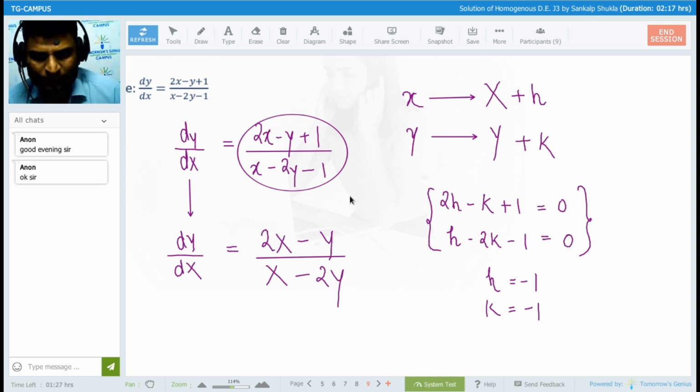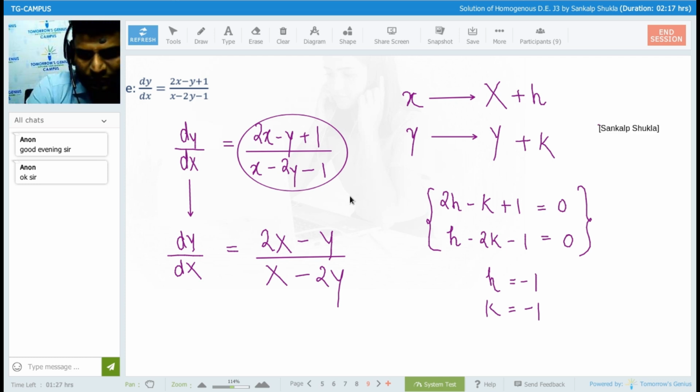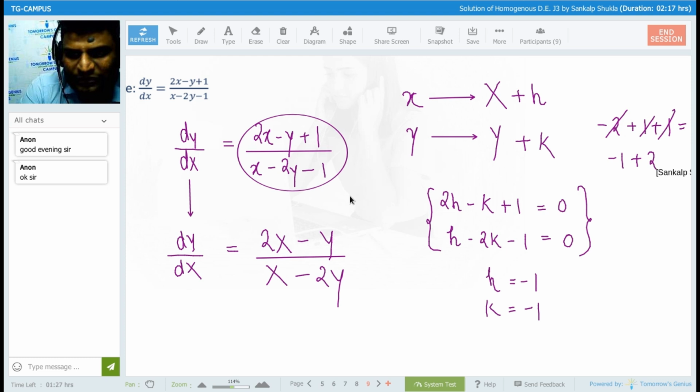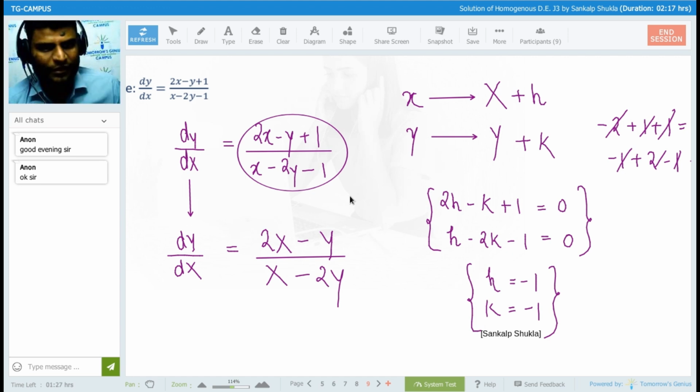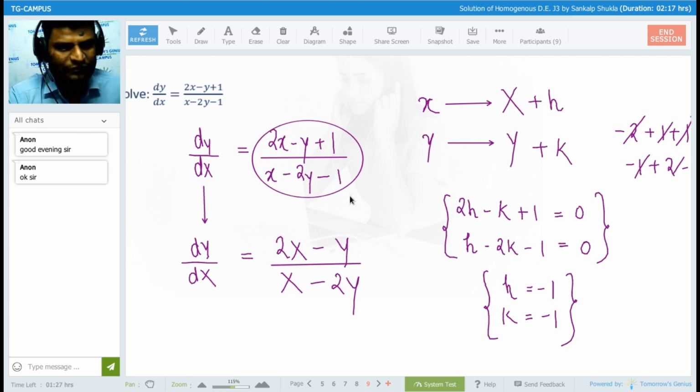Just put the value of h to be minus 1. So minus 2 plus 1 is minus 1. See, we are getting 0. And again minus 1 plus 2 minus 1, again 0. So we have got the values, right? So what is the trick involved here?